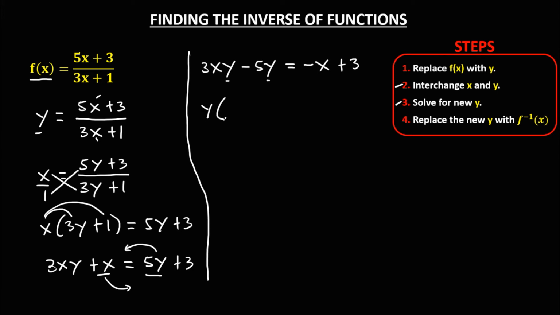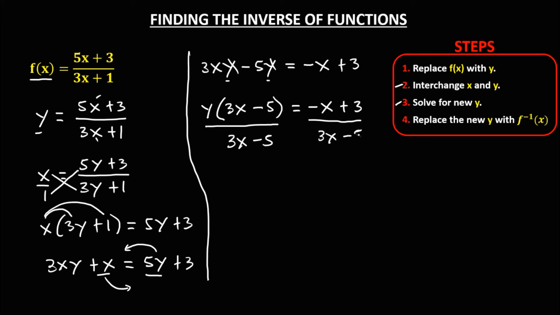Then to solve for y, we need to put this y outside. So we have y times (3x minus 5), equals negative x plus 3. And to solve for y, divide both sides by 3x minus 5. So 3x minus 5, cancel. So therefore, y is equal to negative x plus 3 over 3x minus 5.